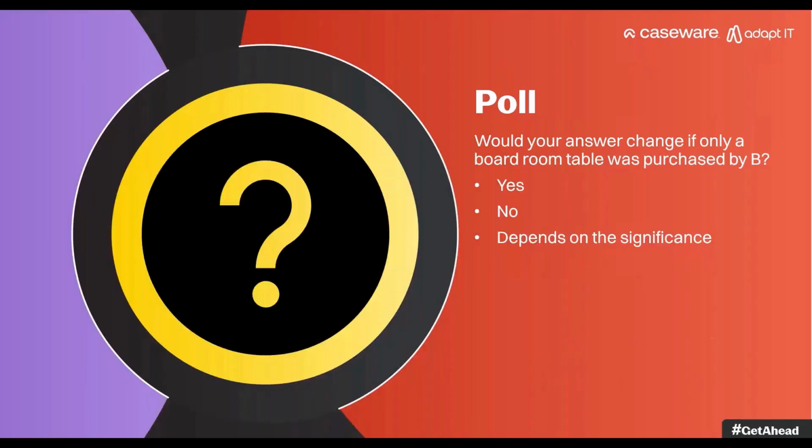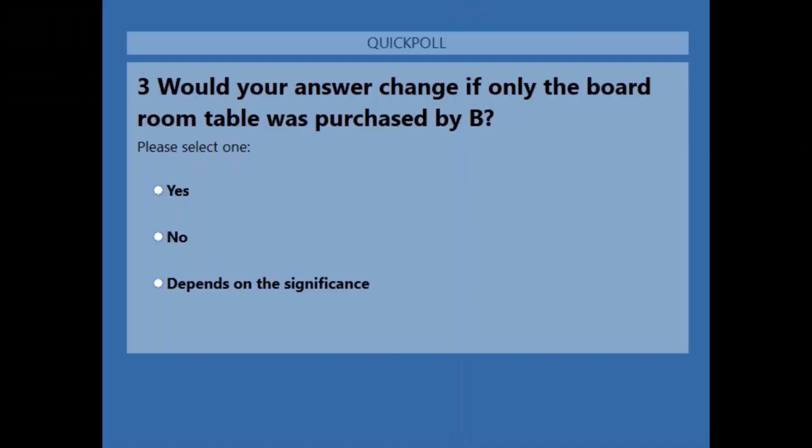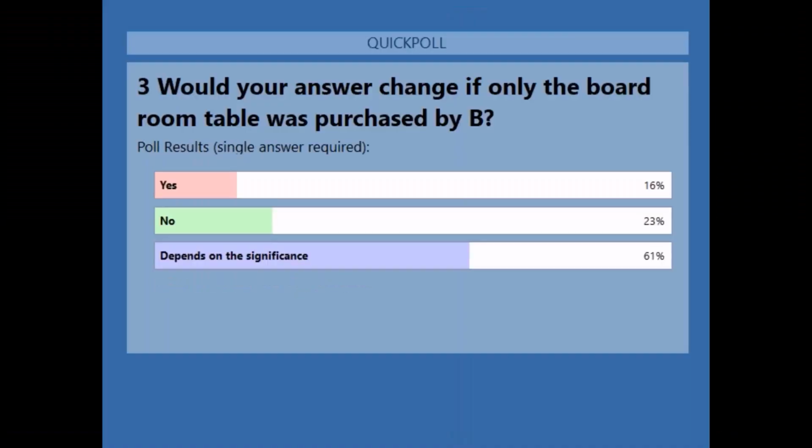Would your answer change if only a boardroom table was purchased by B? So we still have Company A that sells cutlery. Company B is a related party and buys not all the furniture and fittings, but the boardroom table. Is it now meeting the criteria or not for a presumed fraud risk? So let's see what you say in this poll. This one, of course, had another response. The option was it depends on the significance. That's kind of giving it away. So 61% of you were indeed correct to say it depends on the significance of the boardroom table.